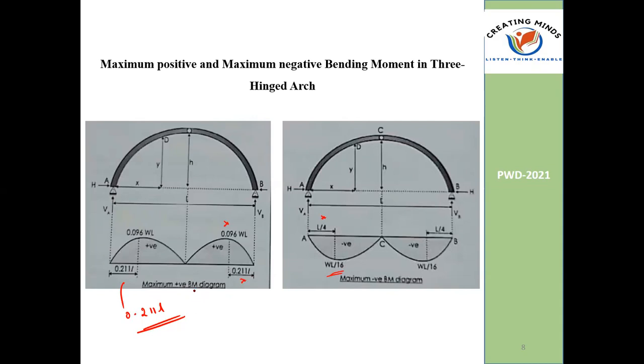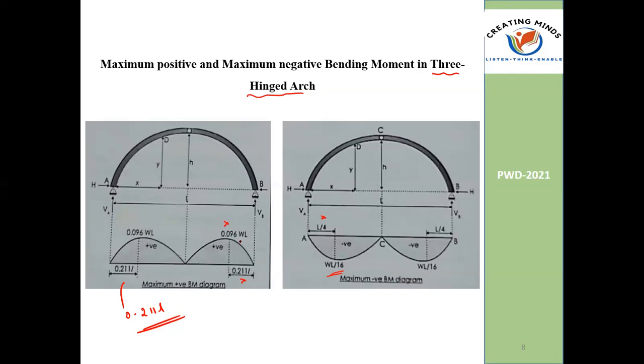Maximum positive bending moment in a three-hinged arch, and also, what is the maximum negative moment in a three-hinged arch? Because of the hinge, the moment will become zero. We discussed a lot of MCQs with respect to this. This is the ILD diagram. See, at the hinge, it will come to zero. So these are the very, very important two key points.